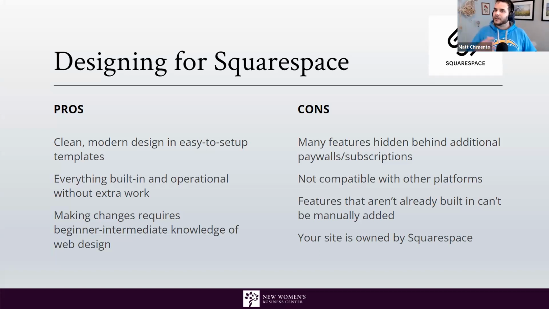If it's not compatible with something at the moment, there's a really likely chance it's not going to be compatible in the future. So keep that in mind. Features that are already built in can't be manually added yourself. So usually you can't build your own features in. You have to just kind of live with what's there. And if it's not there, you have to live with it anyway.